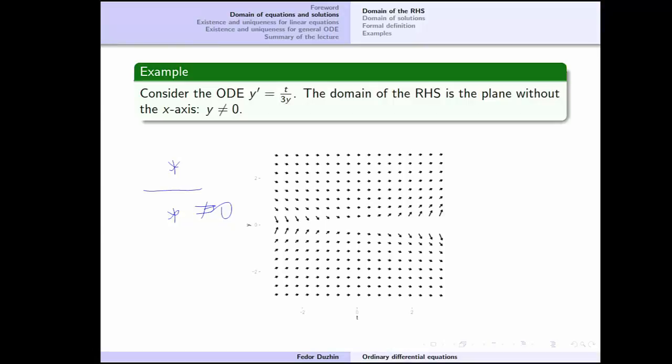Or geometrically, it's the combination of two open planes. So one of them is y is positive, the other y is negative. So you can think of this as the union of two half planes.